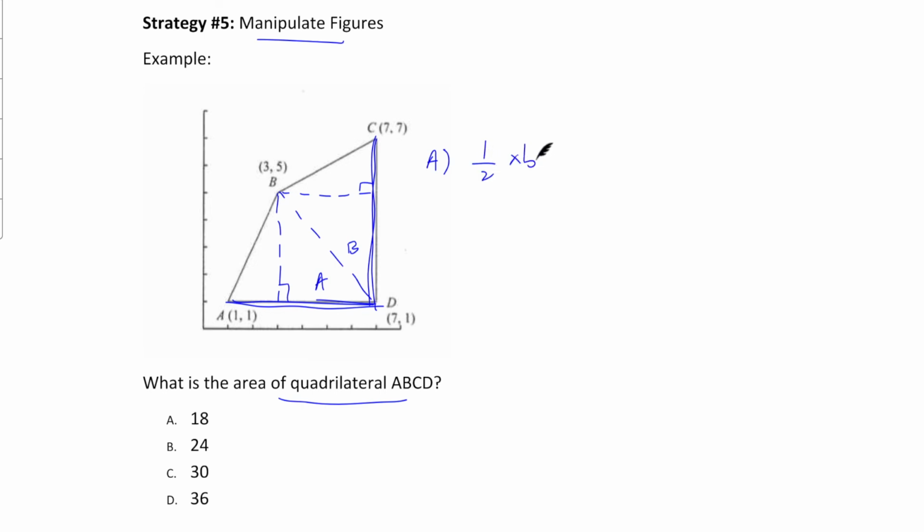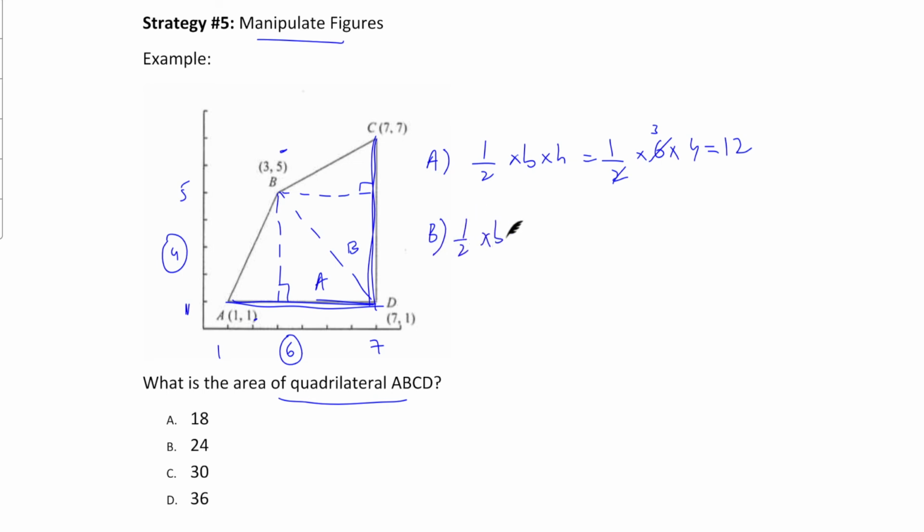Half into base into height, which is half into, this is basically 7 minus 1, so the base is 6, you can see. Half into 6 into height. We look at the y-axis, this is 5, this is 1, so the height is 4. Half into 6 into 4, which comes out to be 3 into 4, 12. If you are intelligent, you will immediately realize that the area of triangle B is also 12. If you can't identify, you can do a similar calculation.